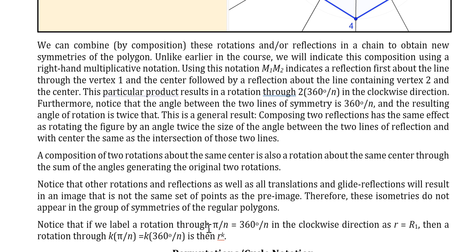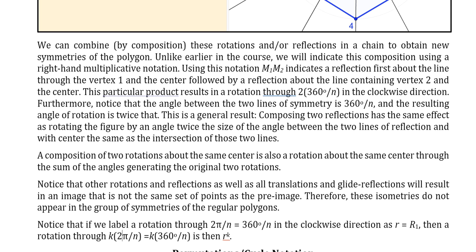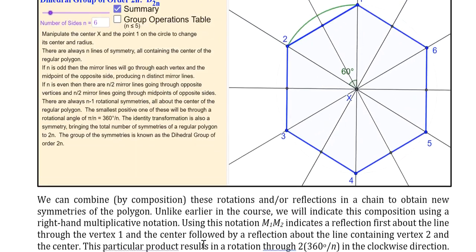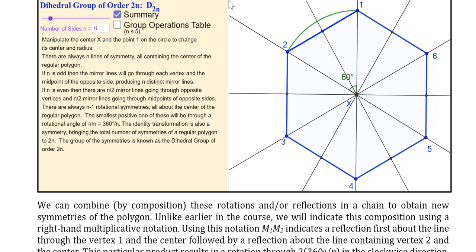So if we label a rotation through an angle of 2 pi over n, 360 degrees over n, in the clockwise direction as r, or r1, then a rotation through k times 2 pi over n is just r composed with itself k times, which is what r to the k means. Now, it's useful to have another notation to consider here. So let's look at what happens here.